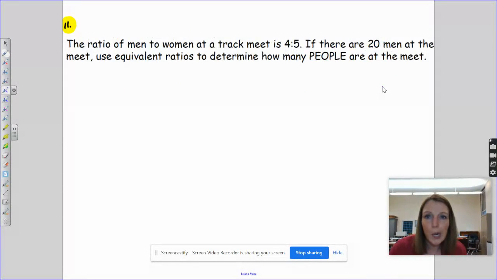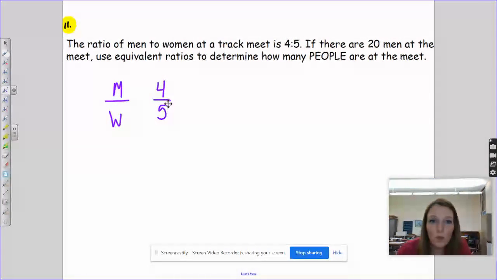Okay, just one more. Let's look at this one. The ratio of men to women at a track meet is 4 to 5. So what I'm comparing is men to women, and then 4 to 5. So 4 has to go with men, and 5 has to go with women. So clearly more women were at the track meet than men. That's what I can tell by those numbers. That's not the exact number of people that were at the meet. It's just the ratio that compares those two.